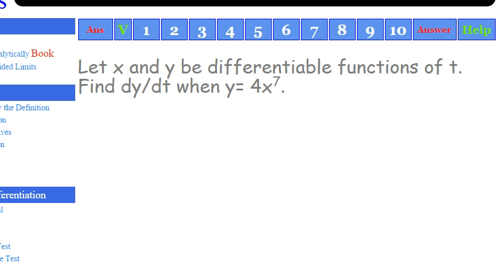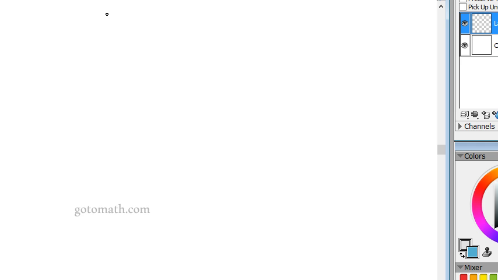Can we remember that? y equals 4x to the 7th. And we want to find dy over dt. And my guess is it's over there by the bushes. Yeah, right. Okay, y and x are functions. We got to wrap our mind around that.